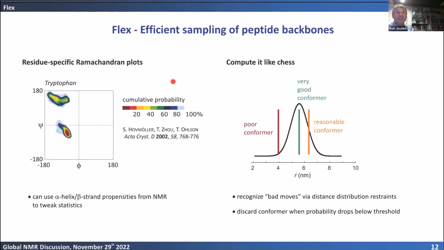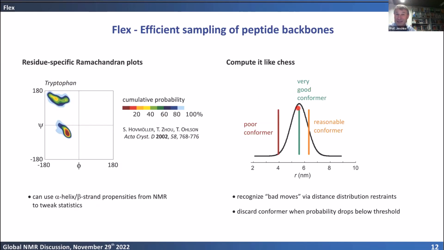Then we have to create the flexible linkers. For this, we start from the statistics that we have for the dihedral angles in the peptide chain, which is the Ramachandran plot. So we have residue-specific Ramachandran plots. And if you have additional information at this point, then you can use, for instance, alpha helix or beta strand propensities from NMR to tweak the statistics. But this statistics at the moment is not used for fitting everything, only for improving sampling statistics.